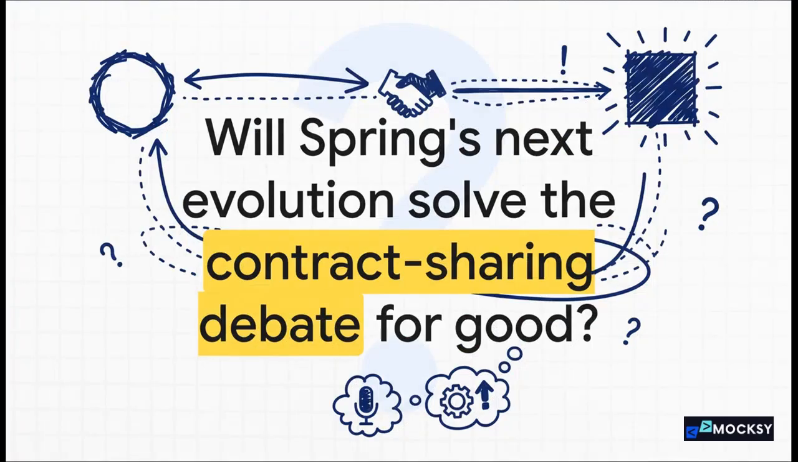And that really leaves us with one final thought to chew on. This whole evolution from RestTemplate all the way to RestClient proves one thing. The Spring team is definitely listening to developers, and they're constantly trying to make their APIs better. So the big question is, what's next? Will the next big evolution finally solve that contract sharing debate for good? Will we get a way to truly unify the client and the server definitions? I guess only time will tell.